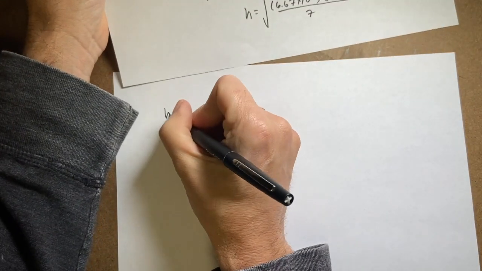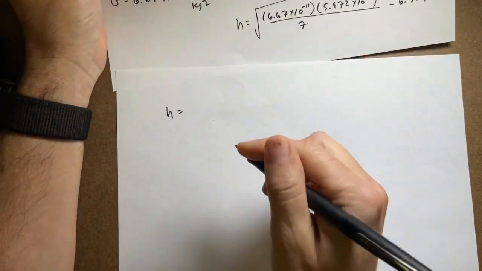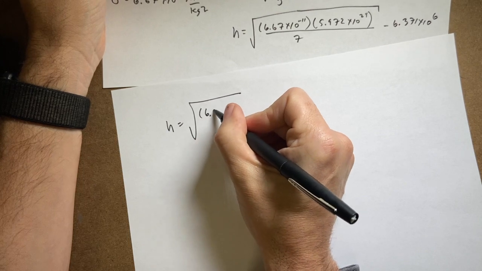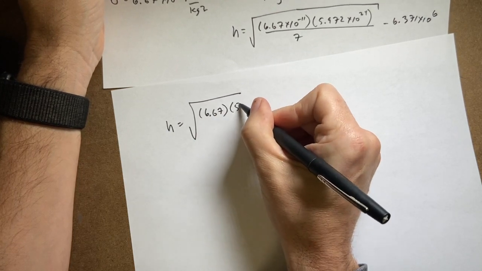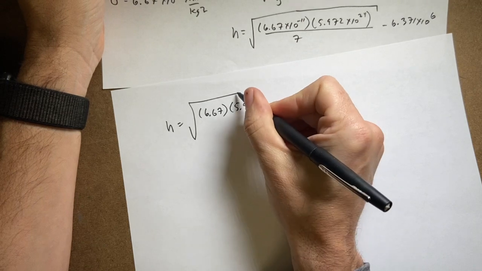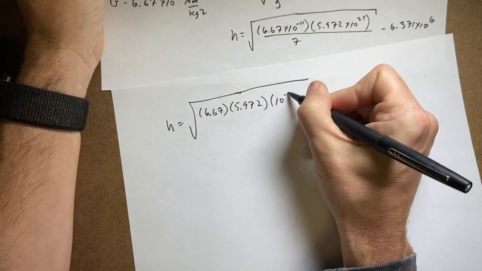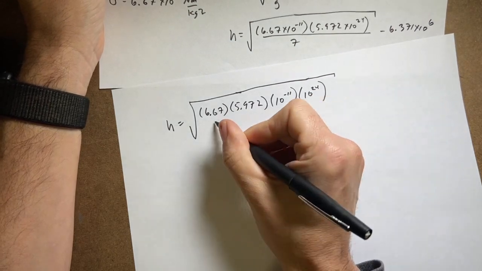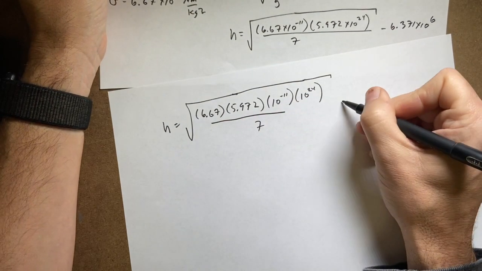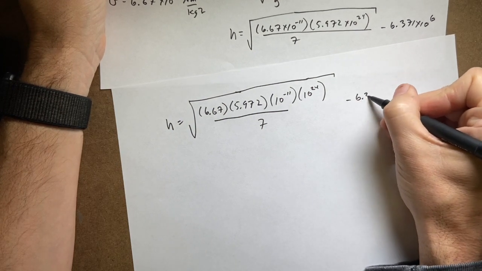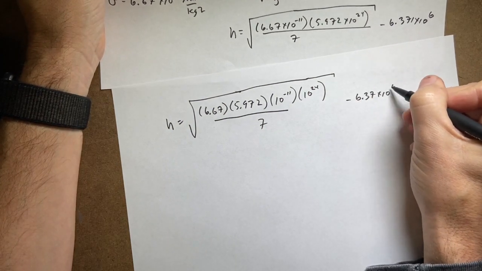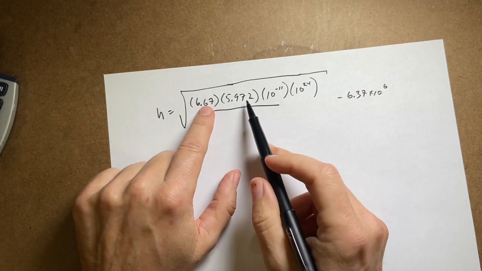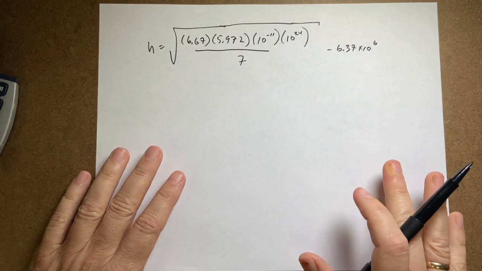So let's write this as h equals the square root of 6.67, and then 5.972, and then 10 to the negative 11th, and then 10 to the 24th, all of that over 7 minus 6.37 times 10 to the 6th. Okay, so I just changed the order. You can do that with multiplication.